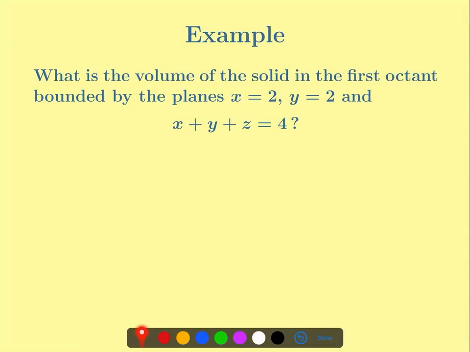So let me do an example. This is a solid in the first octant. So being in the first octant means when it's bounded by x equals 2, it's also bounded by 0. So x is between 0 and 2. Y is between 0 and 2 in the first octant. And z is also bounded by 0 from below, but the largest z can be comes from here. Z is going to be bounded by 4 minus x minus y when I take this on the other side. So z equals 4 minus x minus y will give us an upper bound on what z can be.